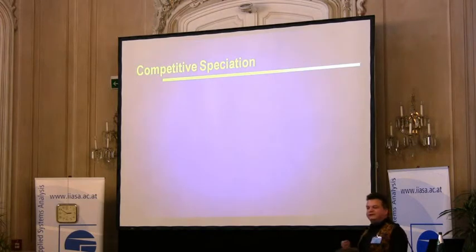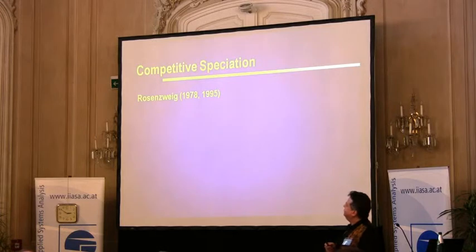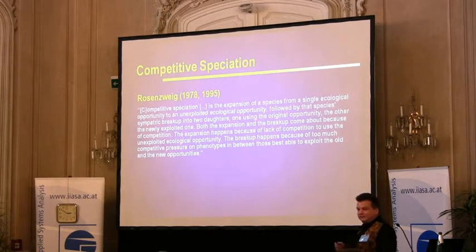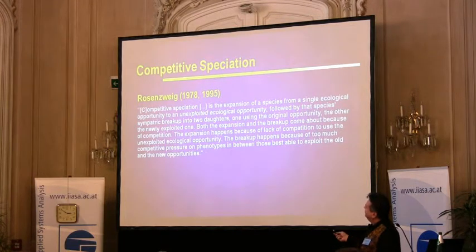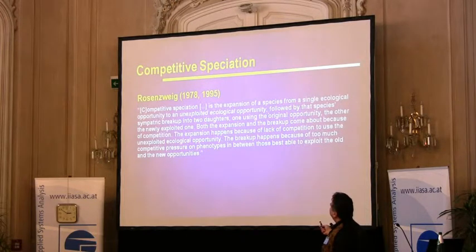I would like to connect that to the earlier notion of competitive speciation introduced by Michael Rosenzweig as early as '78. And I would like to take the time to read out to you some sentences from his '95 book. Competitive speciation is the expansion of a species from a single ecological opportunity to an unexploited ecological opportunity, followed by that species' sympatric breakup into 2 daughters, one using the original opportunity, the other the newly exploited one.